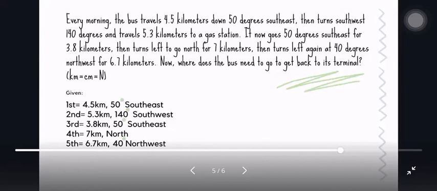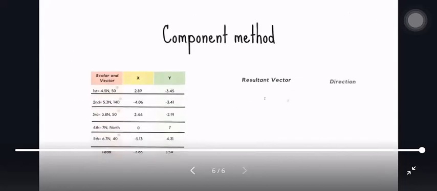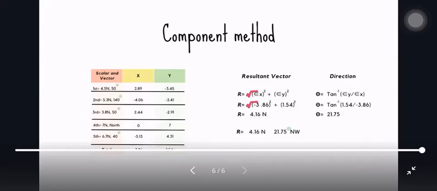Now, how do you get the bus to its station? To get that, you will need to use component and graphical method. For the graphical method, you need to get x and y with the following formula. For the x, r cosine theta, and for the y, r sine theta.